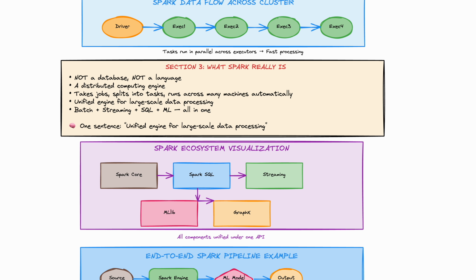To sum up what Spark really is: Spark is not a database, it's not a language, it's a distributed computing engine, or you can call it a framework. And how does it work? As we have already seen, it takes the job, splits it into tasks, and runs those across many machines automatically, meaning the data is split and given to different nodes, different machines, and as soon as they have completed their work, we collect the result. So it's a unified engine for large-scale data processing.